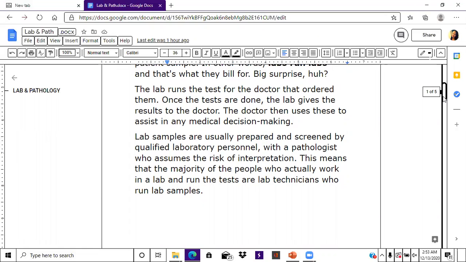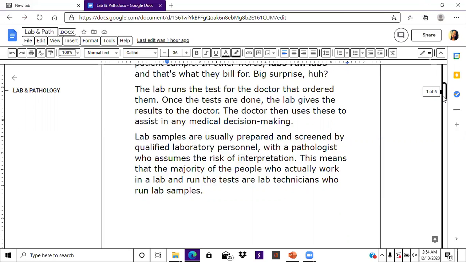The lab runs the test for the doctor that's ordered. You know how you go to the doctor, and sometimes they have to send it out to like LabCorp, Quest. I'm sure you've heard of those. A lot of those tests are not run in the office. They're sent out. So the lab runs the test for the doctor who ordered them. Once the tests are done, the lab gives the results to the doctor. The doctor then uses these to assist in medical decision making. So once the doctor gets the lab results back from LabCorp or Quest or whatever services they use, that's going to decide how they're going to treat the patient according to what the results are.